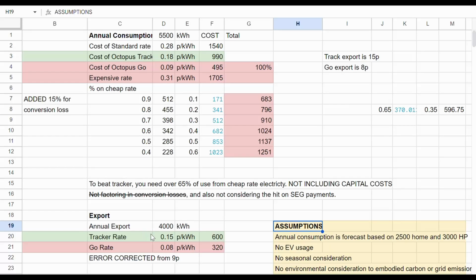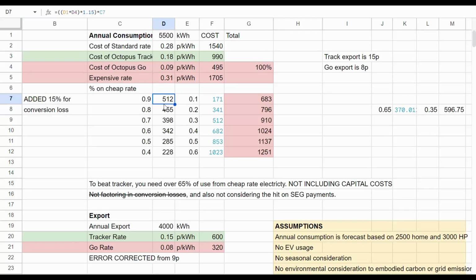First of all, a couple of people noticed that I'd put the export rate for Octopus Go at 9 pence per kilowatt hour, and it's actually 8 pence per kilowatt hour. So that shifts a little bit, but not a huge amount. I added the 15% for conversion losses. I've left my top bar within the screen grab here so you can see the formula, which is basically taking the consumption, multiplying it by the unit rate, and then adding 15% on for the conversion loss.